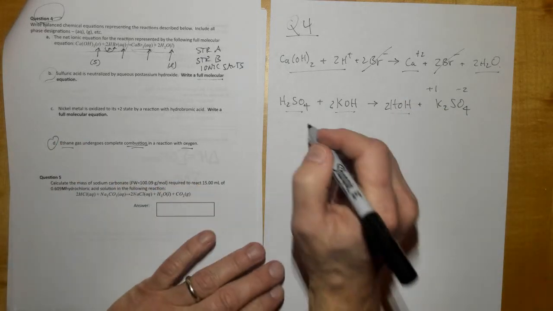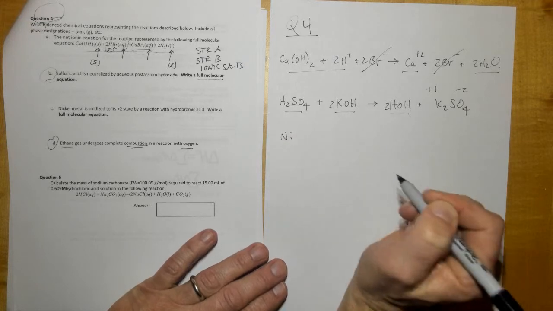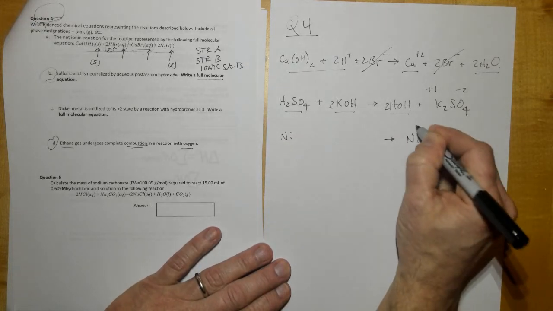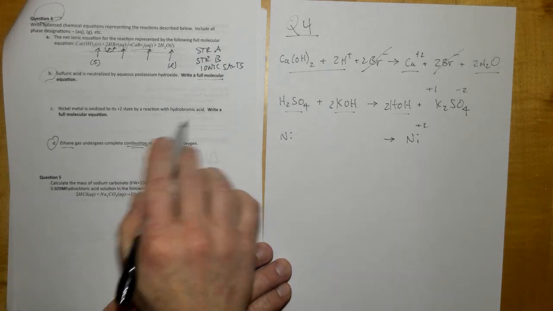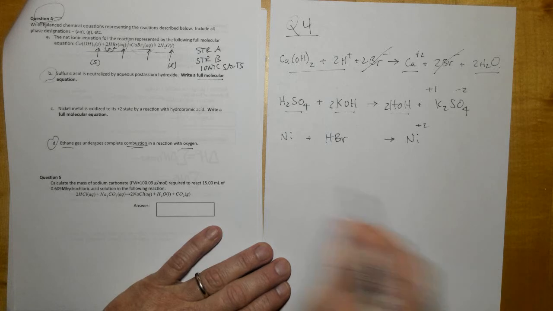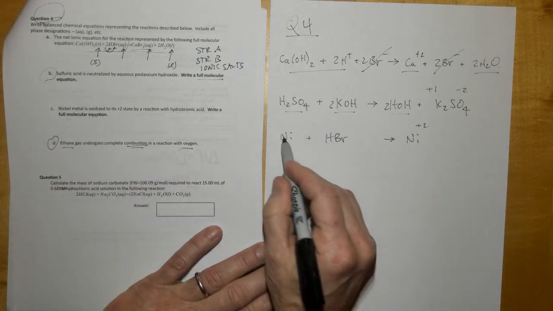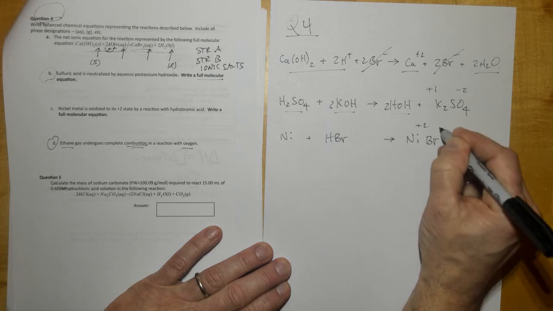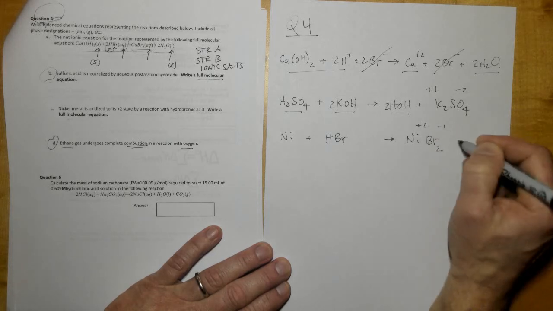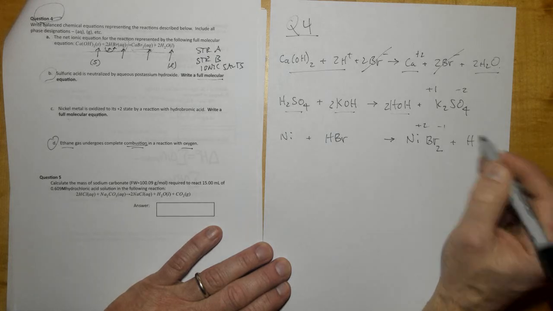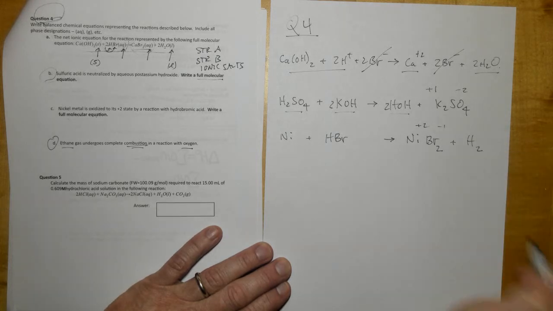Letter C, nickel metal is oxidized to its +2 state, so it's going to be +2 over here, in a reaction with hydrobromic acid. So hydrobromic acid is HBr, and it says write a full molecular equation. So nickel is going to replace the H right here, become +2, go with the Br, which of course is -1, so you'll get NiBr2, and then you'll get hydrogen by itself. Careful, don't get tricked. Hydrogen by itself is diatomic, so it's got to be H2. 2 right there to balance it.